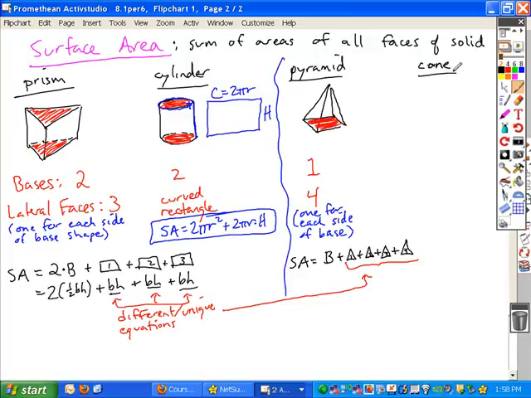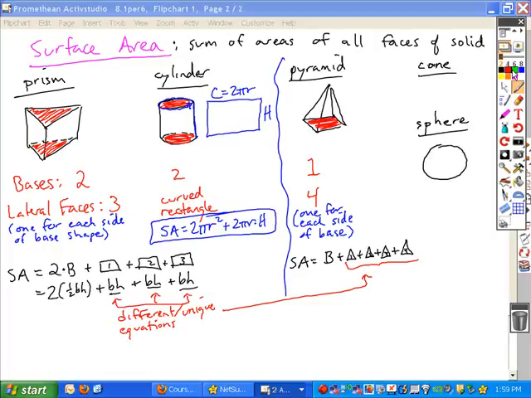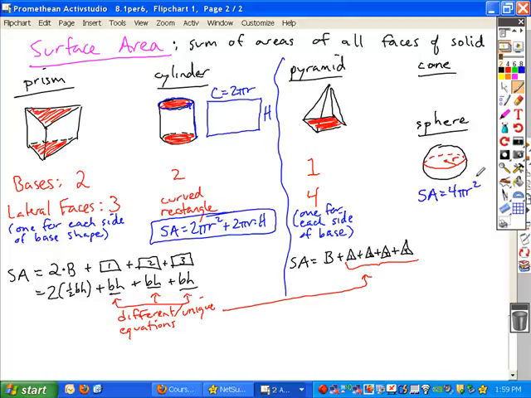And for a cone, don't worry about it. We're not going to do surface areas for cones. Which leaves the last solid, a sphere. When you're looking at a sphere, your only measure that you're concerned with is the radius. And the surface area formula for a sphere is 4 pi r squared. So there's another formula to be aware of. But you're just finding the surface areas as the sum of the areas of all the faces of each solid.